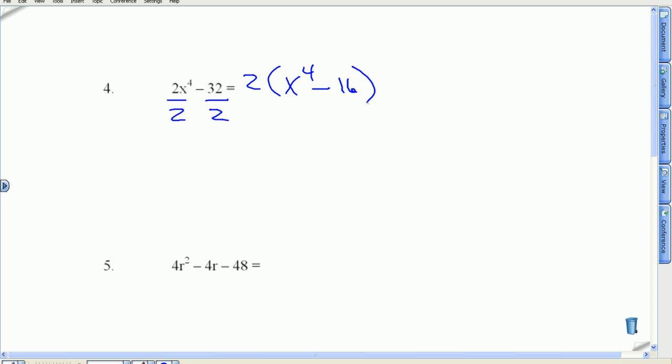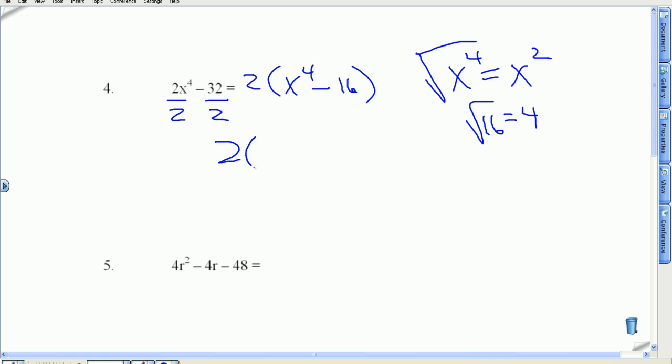Alright, well, possibly difference of two squares here. Let's see. The square root of x to the fourth. Remember, we take the square root of even exponents by dividing the exponent in half. Square root of 16 is 4. So this becomes 2 times x squared plus 4 and x squared minus 4.